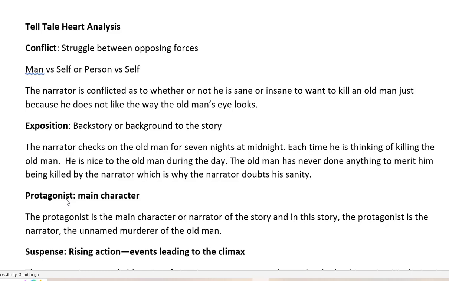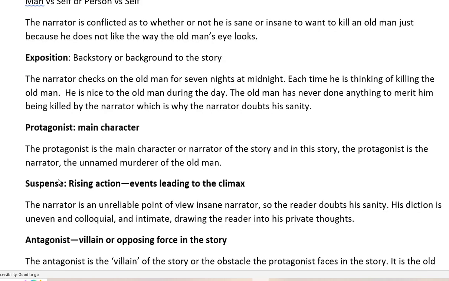And what makes this story creepy is you're not sure whether or not the narrator is sane or insane. So the inner conflict within the narrator also manifests itself in tension, so that we get some kind of suspense, because we're not sure if what we're reading is actually true or not true. So protagonist is the main character.